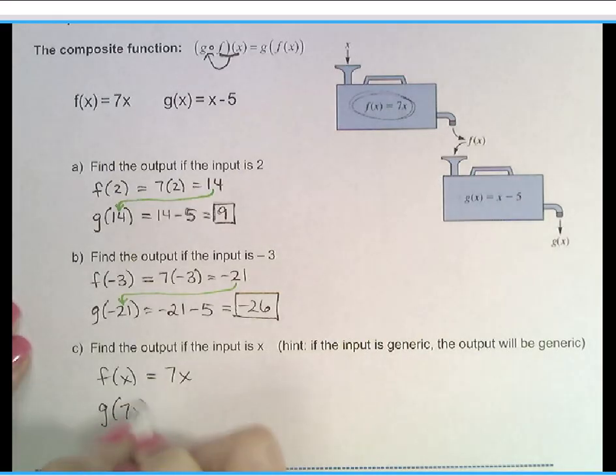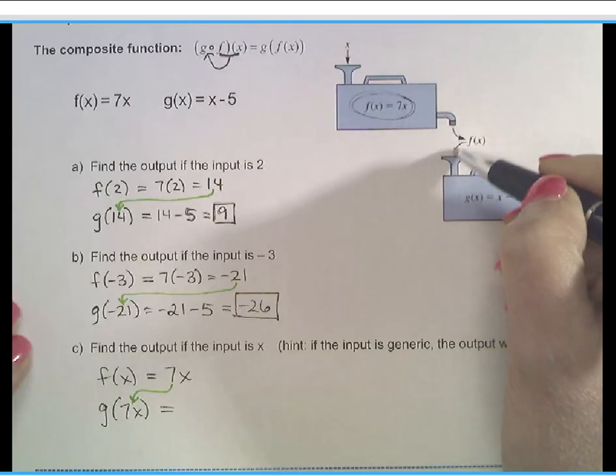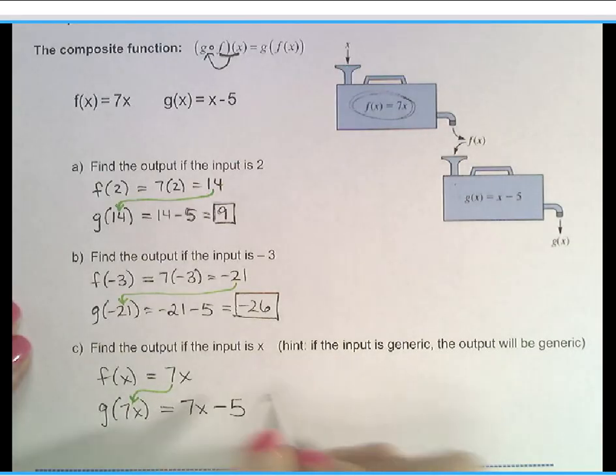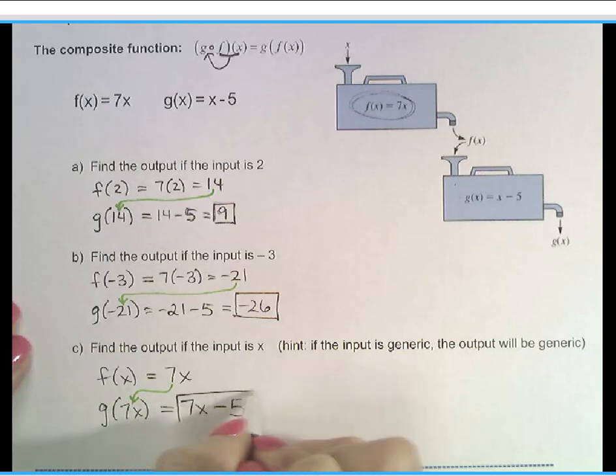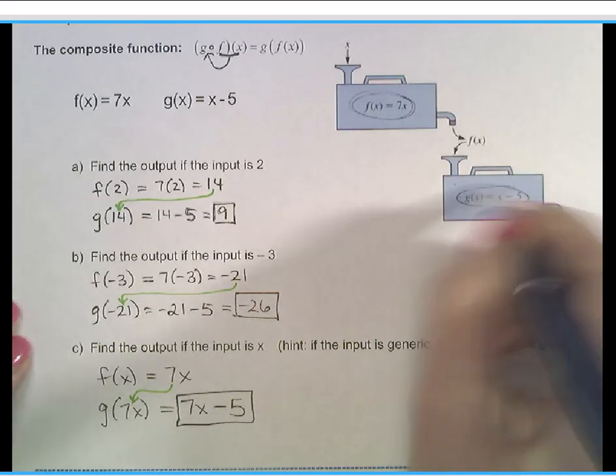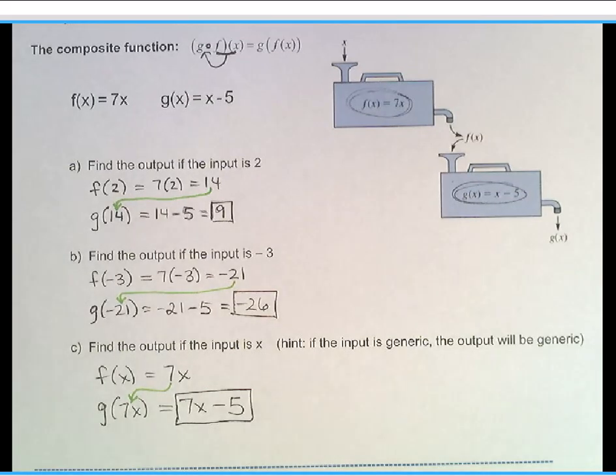And then 7x is what's going to get put into the G function. So the 7x that comes out is going to get dropped into the G function. And we're going to subtract 5. So the first thing that happens generically is it gets multiplied by 7, and then it gets 5 taken away from it once it makes it to the second machine. So that's how you would do a composition of functions. For me in my brain, I really like the concept of a function machine. That really helps me understand it.